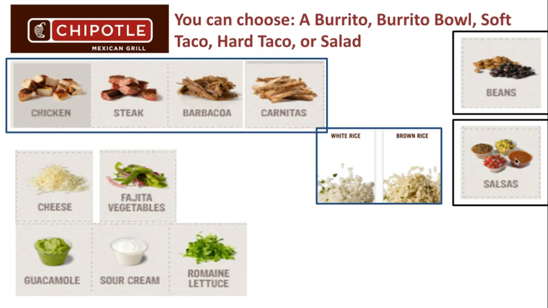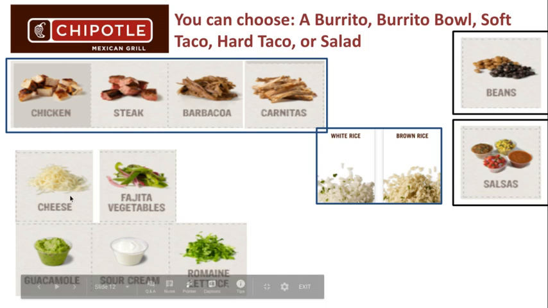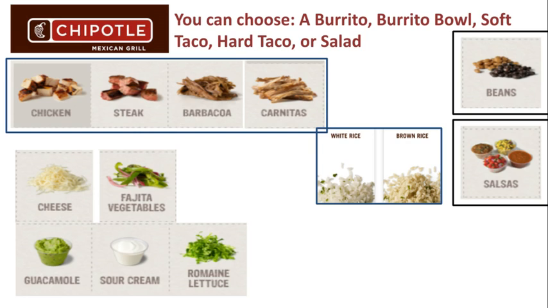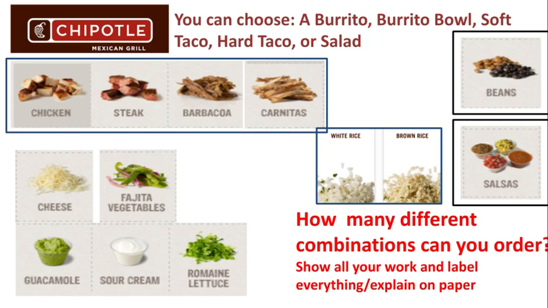There's 4 different salsa options. And then there's a bunch of other things that I can add on to my food if I want to. So my question is, how many different combinations can you order? Show your work and label everything or explain it on a piece of paper. And then you're going to include or take a picture of that paper and put it on your slides. We need to know, is there really 60-some thousand, or is there less, or is there more?